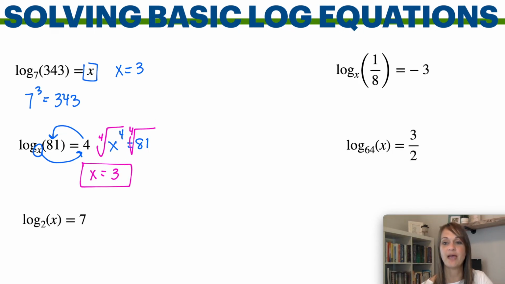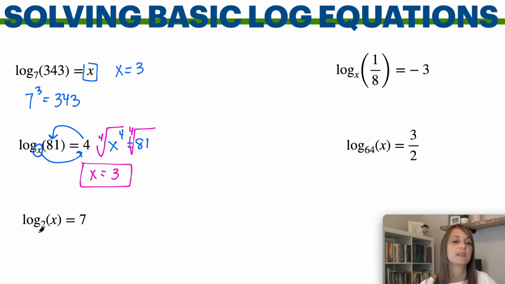Now, in the past videos, we've discussed taking square roots, and it's always plus or minus. The reason we cannot do plus or minus here is because when we're looking at the graphs, we do not have negative x's. The graph does not cross the y-axis, and so the answer is only going to be a positive 3.